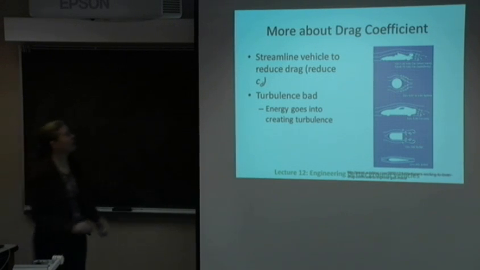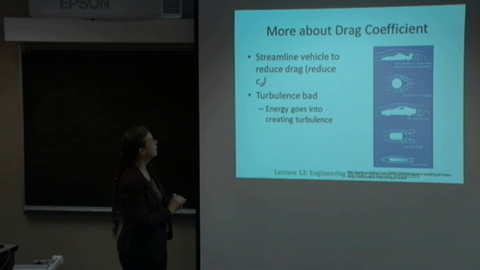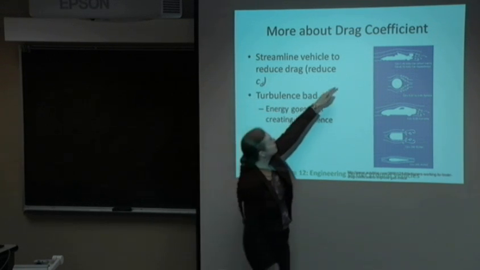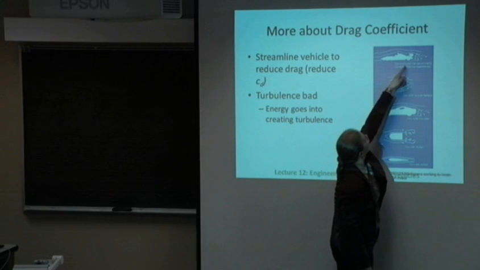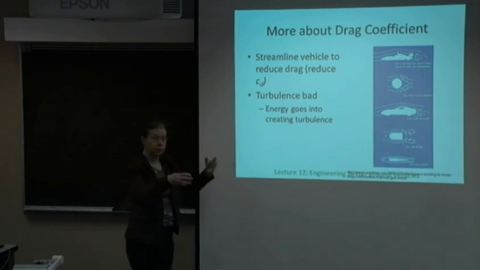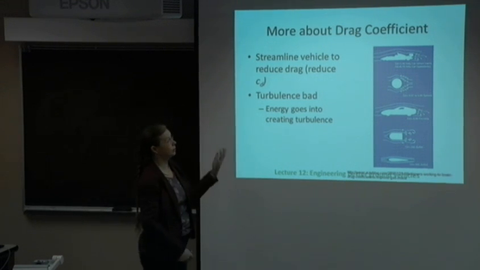So let's talk more about the drag coefficient. So you know if you streamline something, it's going to have less drag. A streamlined vehicle reduces drag by reducing this coefficient. And the main thing you want to do is reduce turbulence. So here is a particular shape of a car, and you see all these swirls back here. That's an Indy car. Those swirls are turbulence. It takes energy to create that turbulence, and so you want to avoid that.